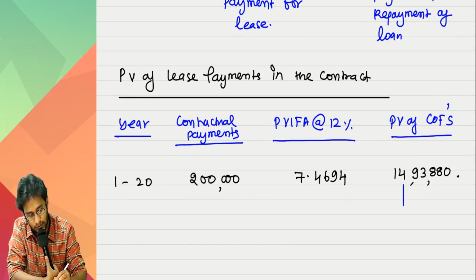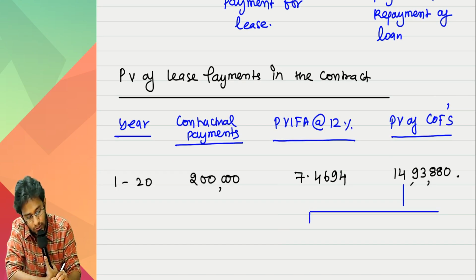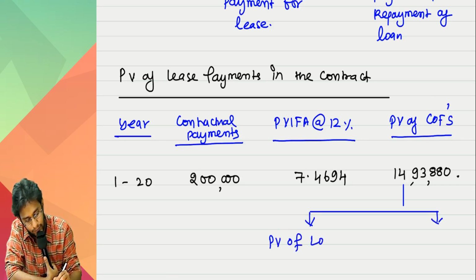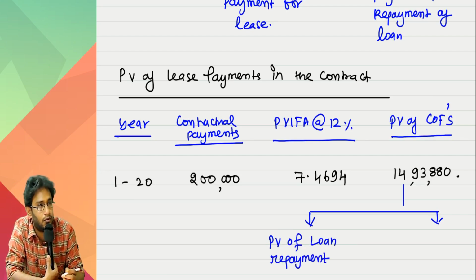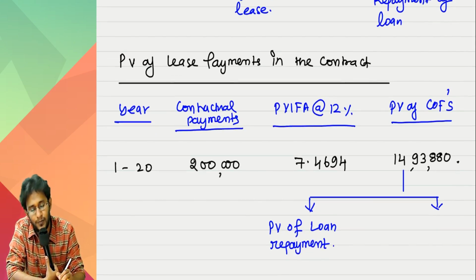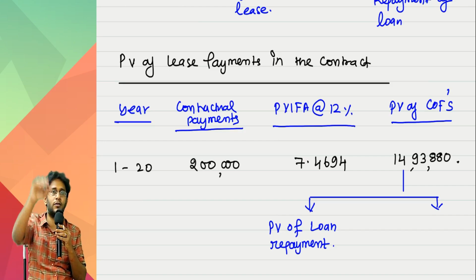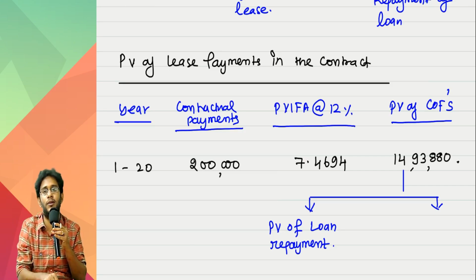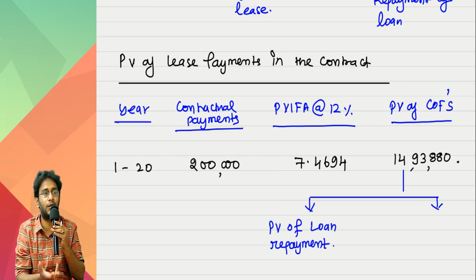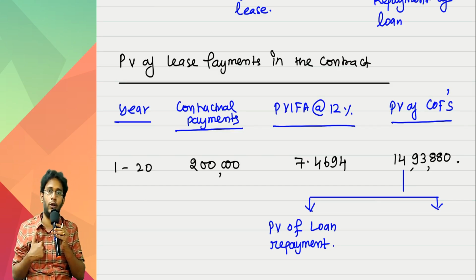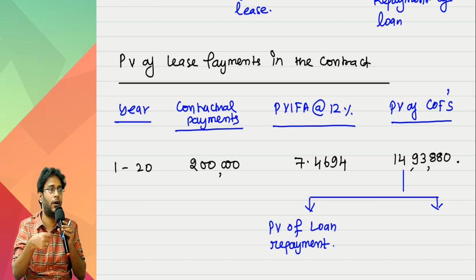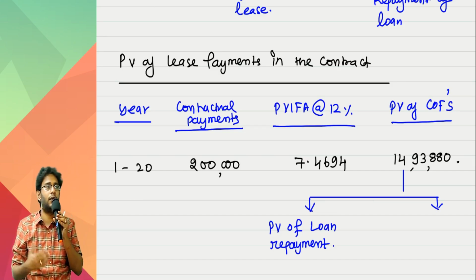Now see how I am splitting this. In the 14,93,000 amount, the present value of loan repayment is also there. Yes or no? Yes. How much is that? All the installments on the 3 lakhs you are paying, if you discount them with the interest rate itself, you will get the principal amount only. 3 lakhs you took today, you will pay over a period of 20 years along with interest. If you discount all those installments along with interest to today, again you will get the principal amount only.